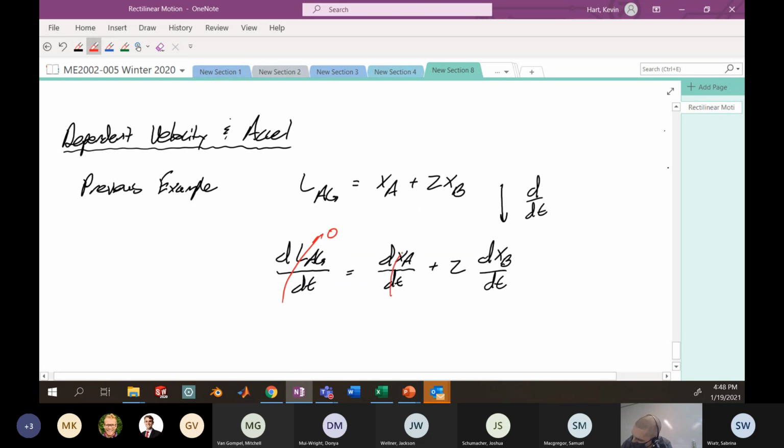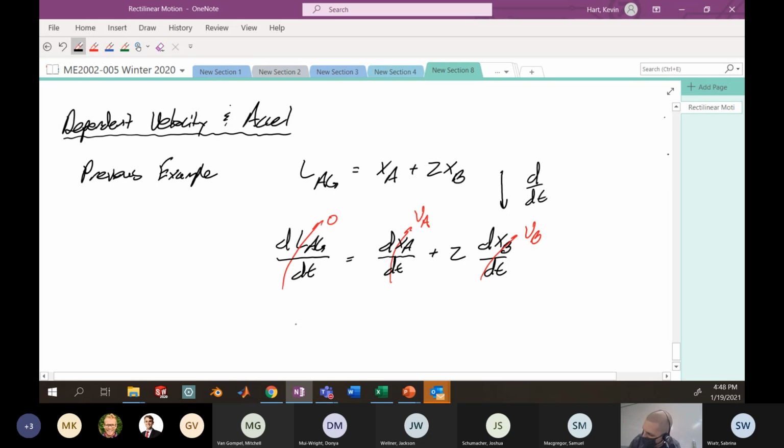We can identify these as things that we know, things like the velocity of object A, and here things like the velocity of object B. So in this particular situation, you have something like 0 is the velocity of A plus 2 times the velocity of B. Very simple example.